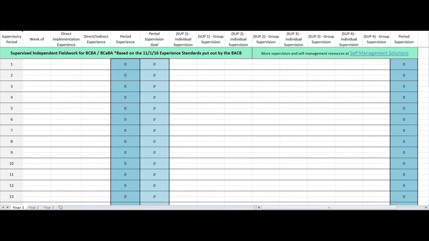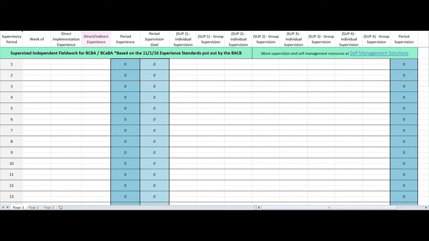Alright, so let's start by looking at this top row of the independent fieldwork tracking sheet. Our first column is going to be supervisory period. To the right of that, you'll see the week of for each supervisory period. Notice that each supervisory period on the independent fieldwork tracking sheet consists of 2 weeks. Continuing on to the right of this, we have direct implementation experience and direct and indirect experience.